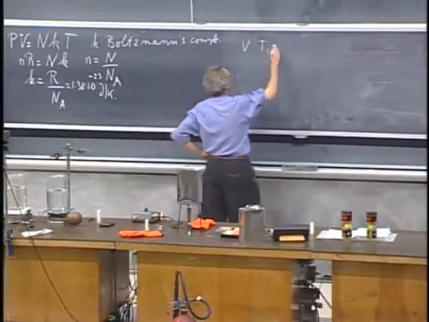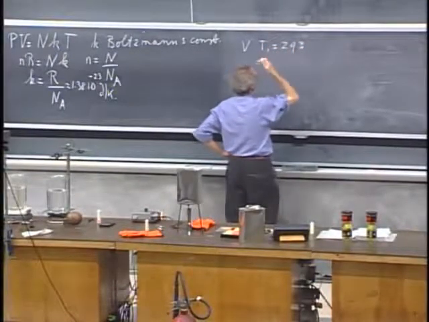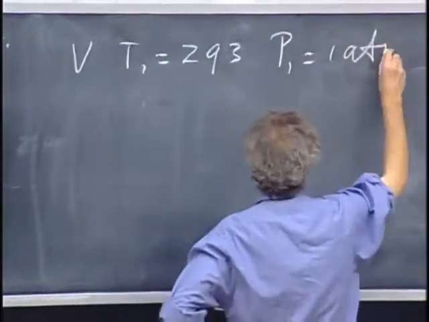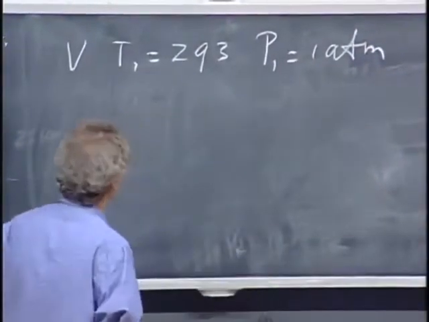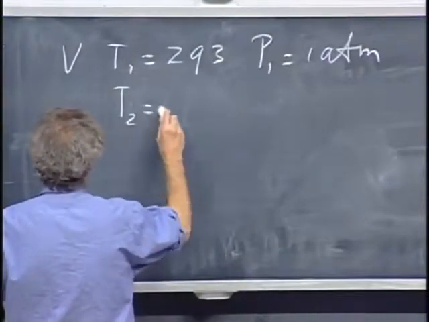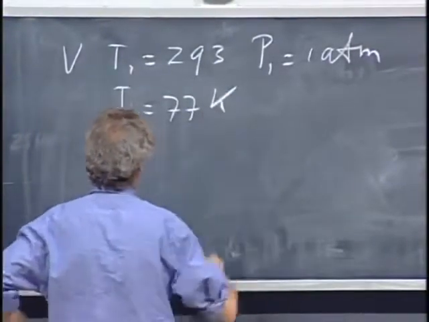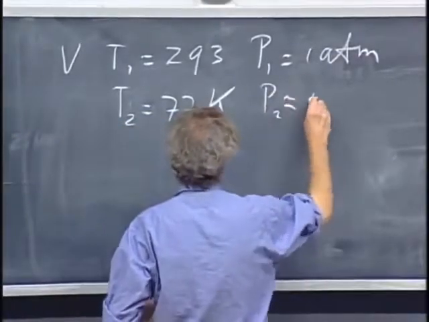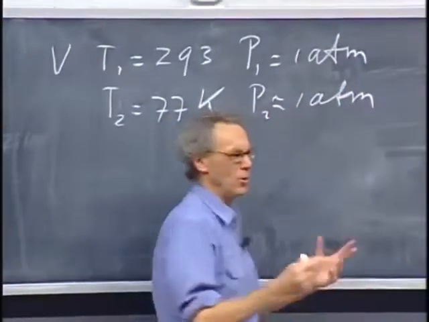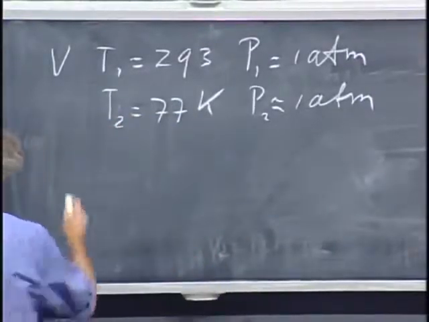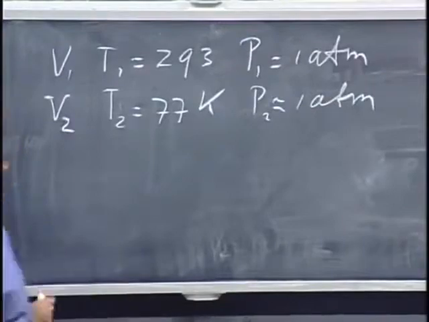They are at room temperature, which is 293 degrees. And the pressure inside is very close to one atmosphere. There's almost no overpressure in those balloons. I'm going to make the temperature 77 degrees Kelvin, which is liquid nitrogen. The pressure will remain very closely one atmosphere. These balloons don't have very much overpressure, no matter what you do with them. And so I want to know what the volume is, how much they're going to shrink.